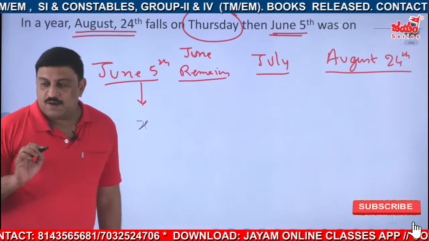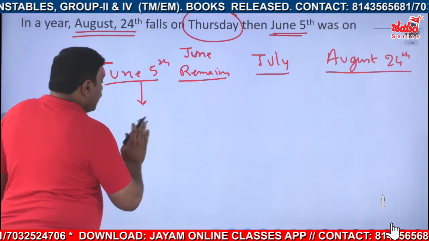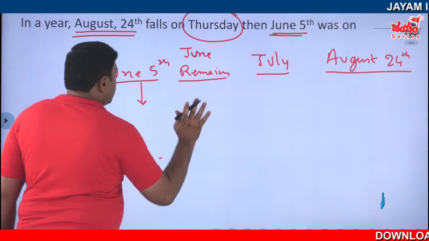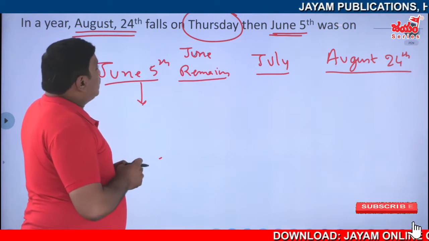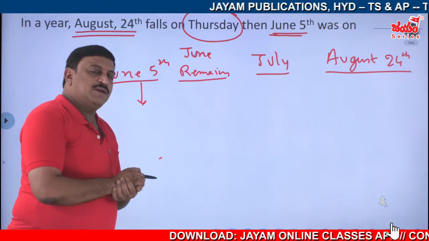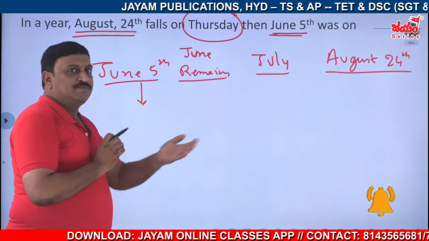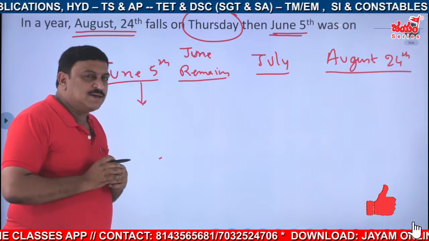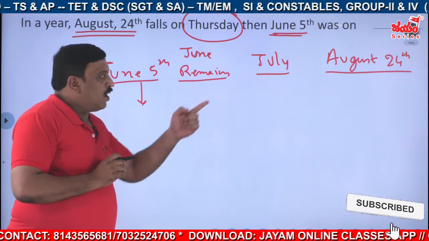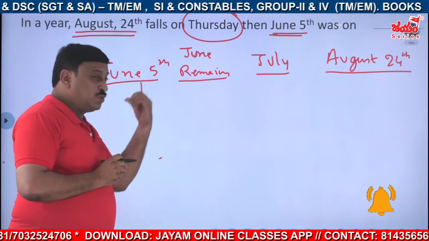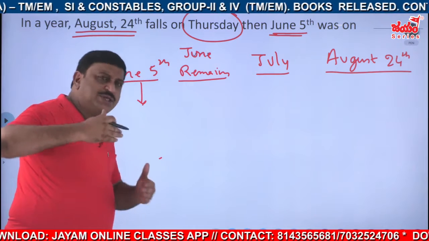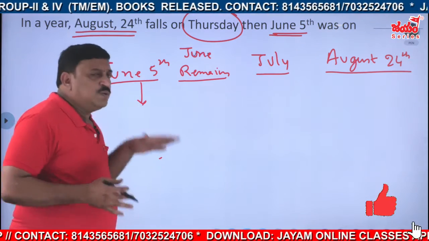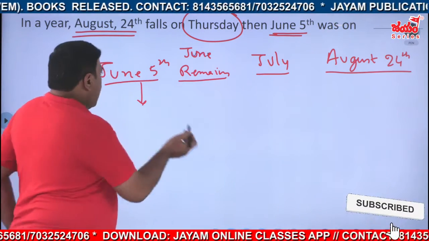One thing I want to make clear here. Will you try this with a shortcut method? From August 24th, how many odd days back? See how inconvenient it is. From August 24th, will you go back up to June 24th? That is all extra, mental ability only. Don't use that, that's what I'm saying. Use the basic concept to get the answer. Right? So, I'm starting.